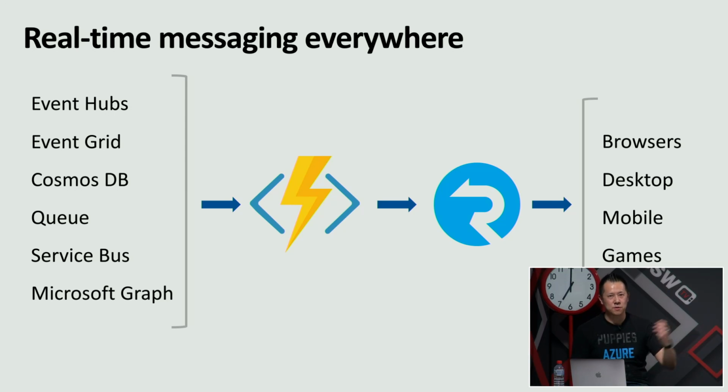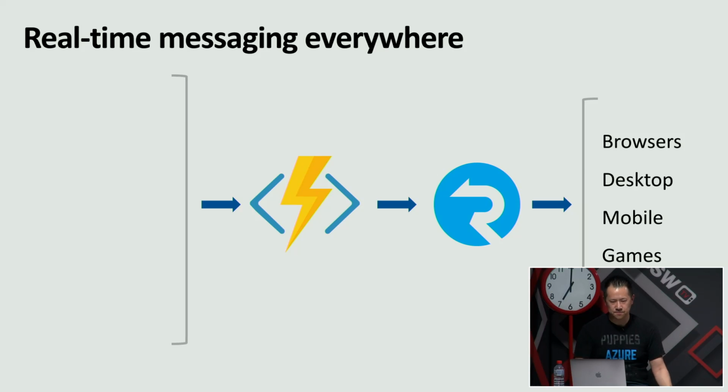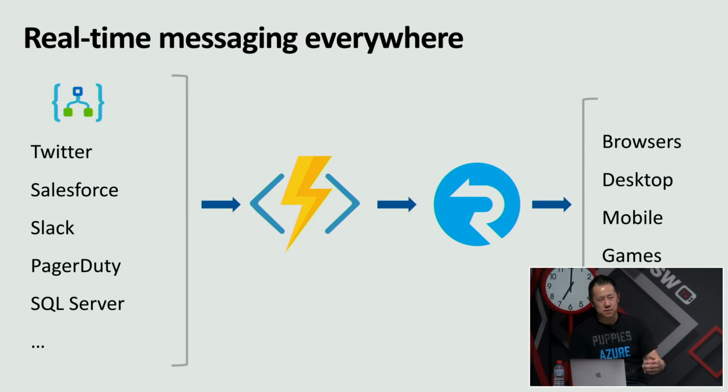And of course, there are other triggers for Functions as well to other Azure services. So all these things can now send messages to clients over SignalR. And if that's still not enough, you can use Logic Apps to add another 100 or 200 new triggers to things like Salesforce, Dynamics, Twitter, Slack, any of that stuff.